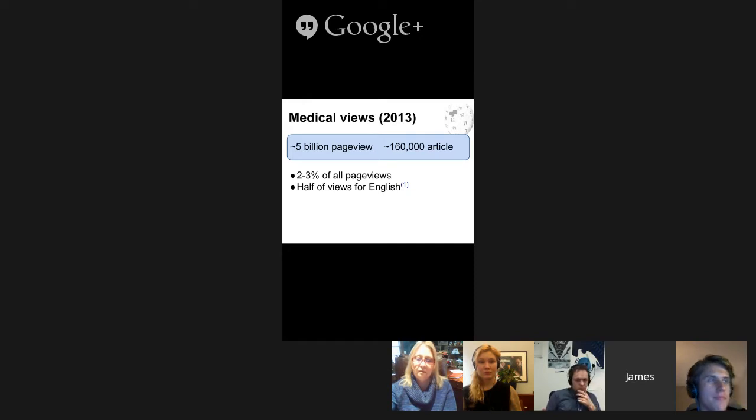Now, with respect to medicine specifically, the previous data was for Wikipedia as a whole. If we just look at the subsection of Wikipedia that is medicine, this is about 160,000 articles across 250 languages. This content in 2013 got about 5 billion page views, or 2 to 3% of all page views for Wikipedia as a whole. With respect to this readership, half of the medical readership occurs on the English Wikipedia, and half of the readership occurs in those other languages. So Wikipedia's medical content is more popular than the average Wikipedia content.